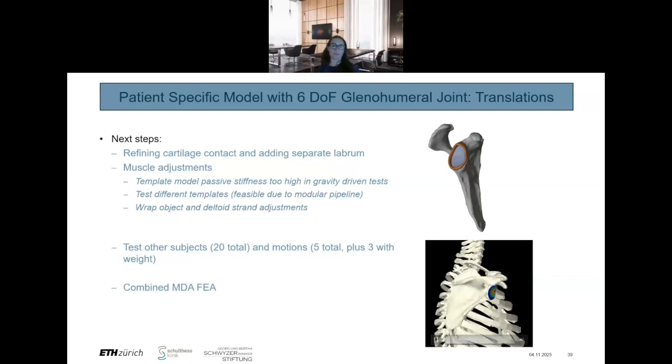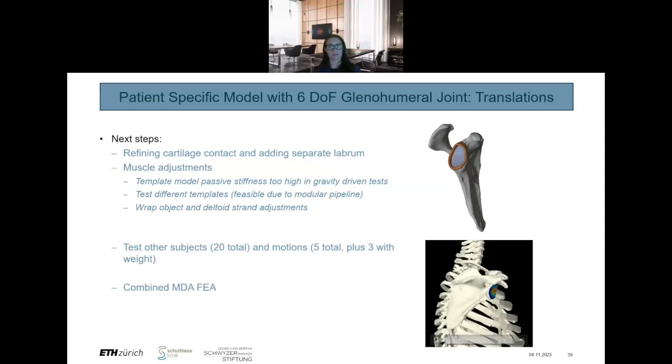And then, of course, even though this subject-specific model was generated automatically, we want to make sure that we didn't just have a success by chance, so we want to test all of the other subjects and motions as well to make sure that this pipeline actually works for all of the subjects. So I've looked at it kind of in a static posture, and all of the muscle wrapping, etc., looks good, but we of course want to test in the dynamics. And then the next step is to combine multibody dynamics and finite element modeling of the joint. So here's a little preview of that.